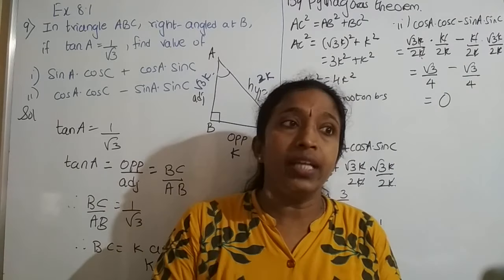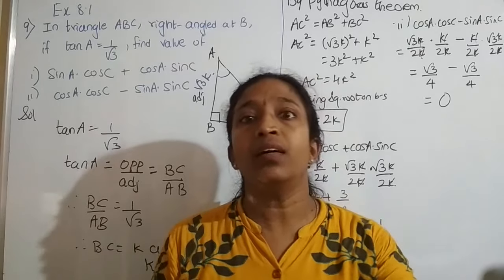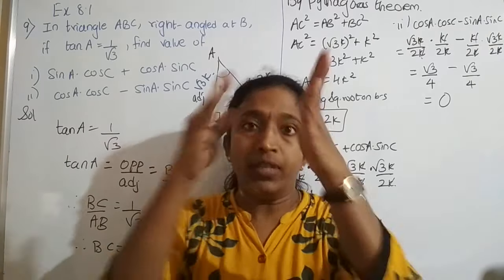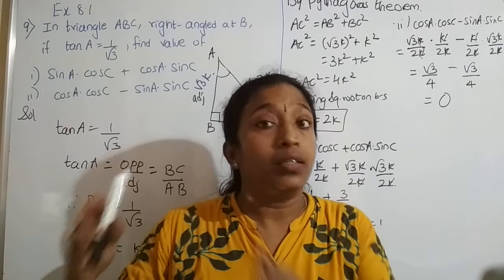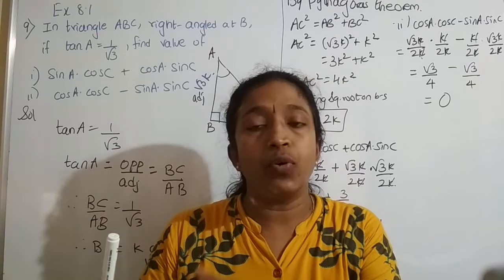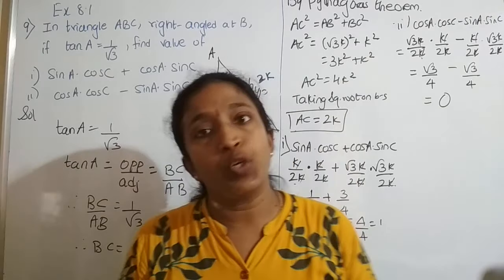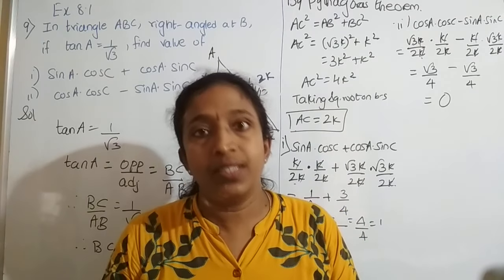So as you understood, in this sum, in the triangle we found the third value. Once we found the third side, we then just applied the trigonometric ratio and found the value. Is it understood?